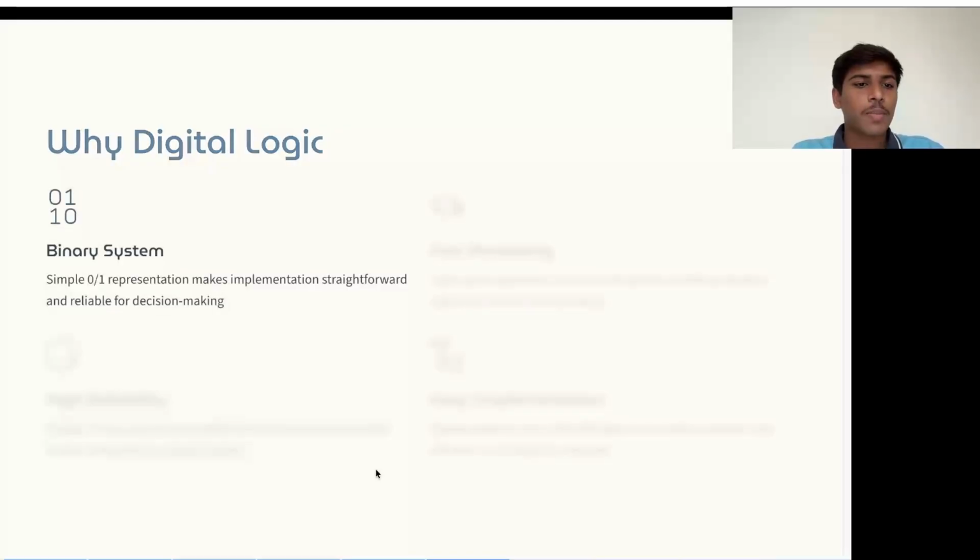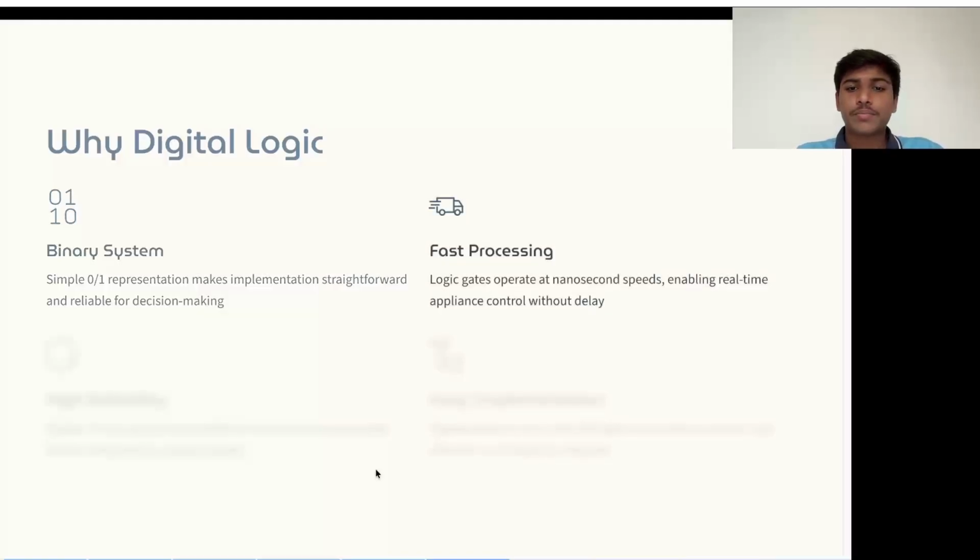Why digital logic? Binary. In this logic, we will use the binary system. 0 and 1 representation makes implementation straightforward and reliable for decision making. Fast processing. Logic gates operate at nanosecond speed, enabling real-time appliance control without delay. We know digital logic gates are very fast in giving outputs and controlling appliances without delay. In nanosecond speeds, it works.